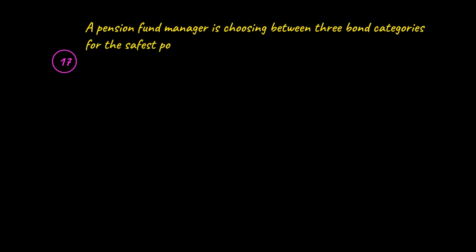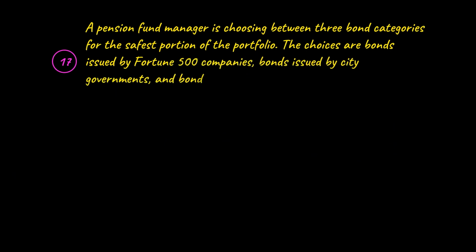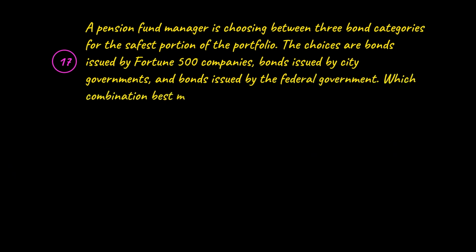Question 17. A pension fund manager is choosing between three bond categories for the safest portion of the portfolio. The choices are bonds issued by Fortune 500 companies, bonds issued by city governments, and bonds issued by the federal government. Which combination best matches their risk levels?